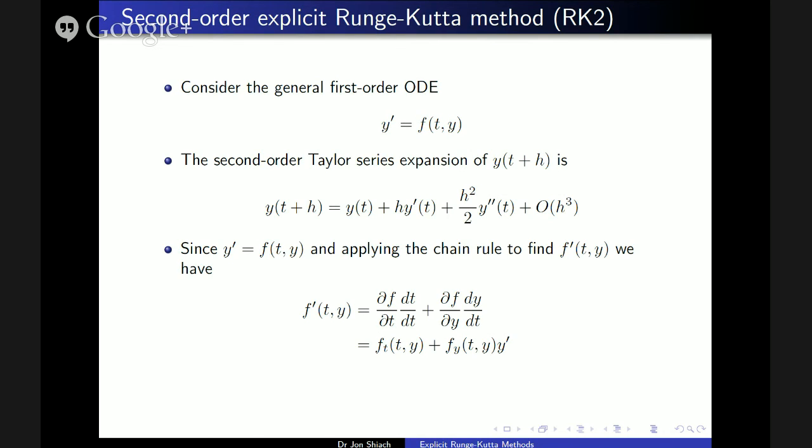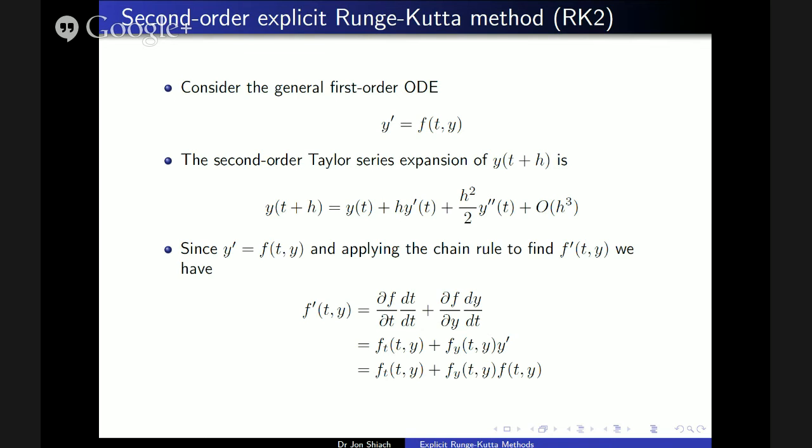So I've replaced the partial derivative of f with respect to t by subscript notation. dt over dt is just 1, so that gives us that first term. Then I've got the partial derivative of f with respect to y, which I've written in subscript notation, and dy/dt I've replaced by y dash. Well, if this is the ODE I'm solving, y dash is equal to f of t,y. So therefore, I replace y dash with f of t,y.